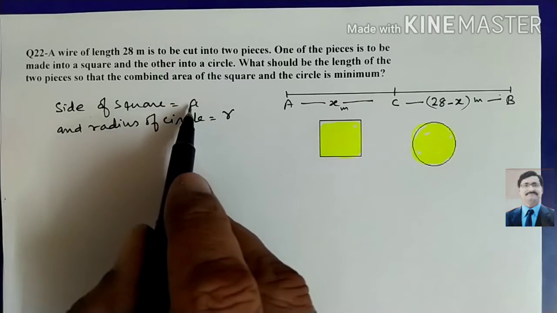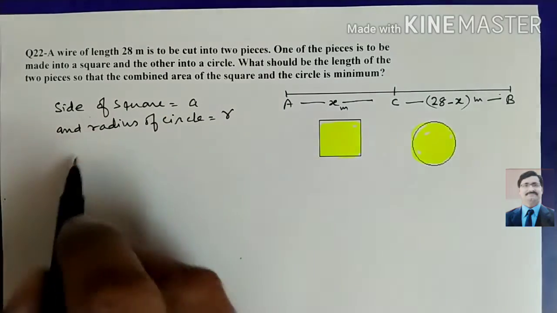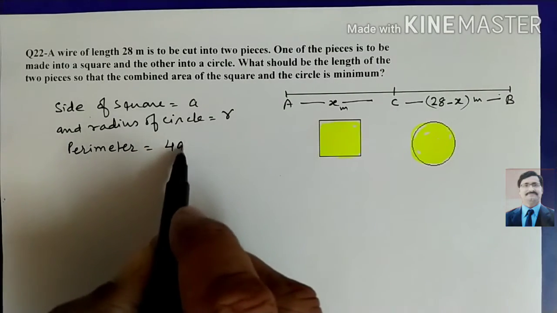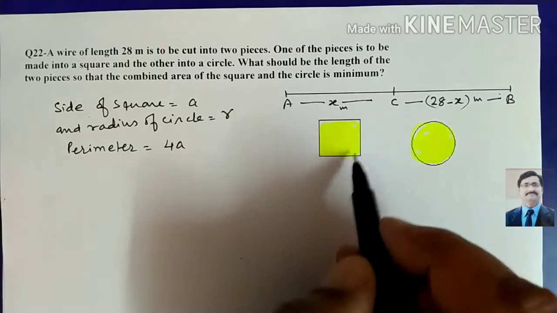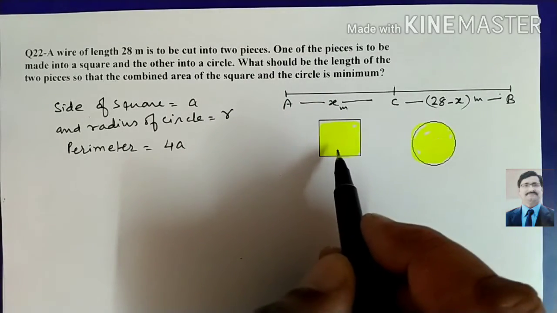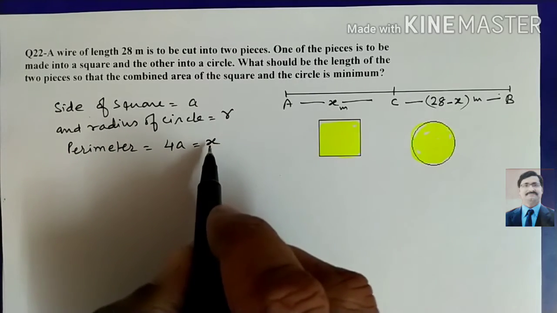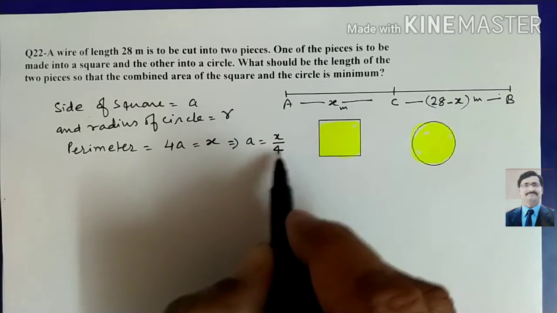Look here, if the side is A meter, then we have a perimeter equal to 4A, and the perimeter we have here is x. This x we use to make the square. So 4A equal to x, and from here we can write A equal to x upon 4.